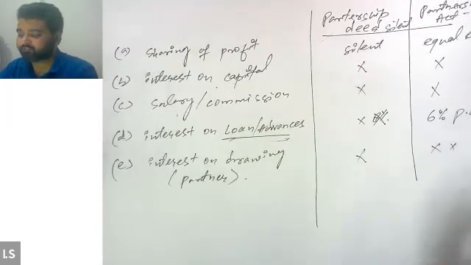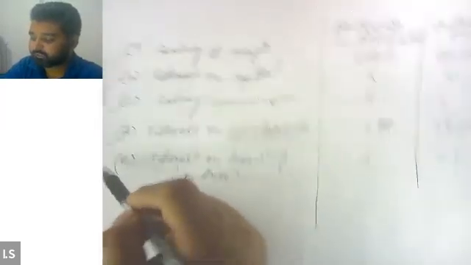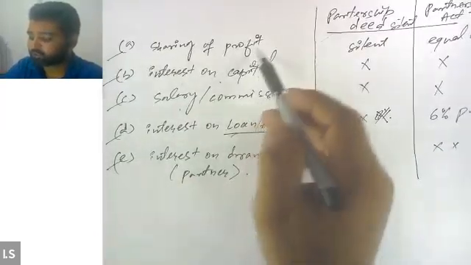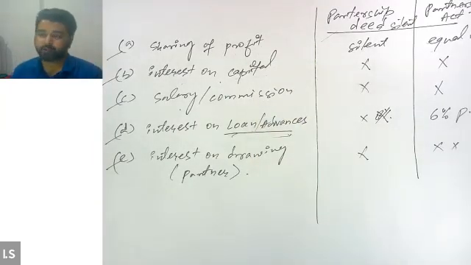So these are 5 very important points that need to be kept in mind. If profit sharing is not discussed in the partnership deed, it will be shared equally. Interest on capital, unless already agreed among the partners, cannot be claimed by the partner. Salary and commission, unless there is an agreement, cannot be claimed by partners.